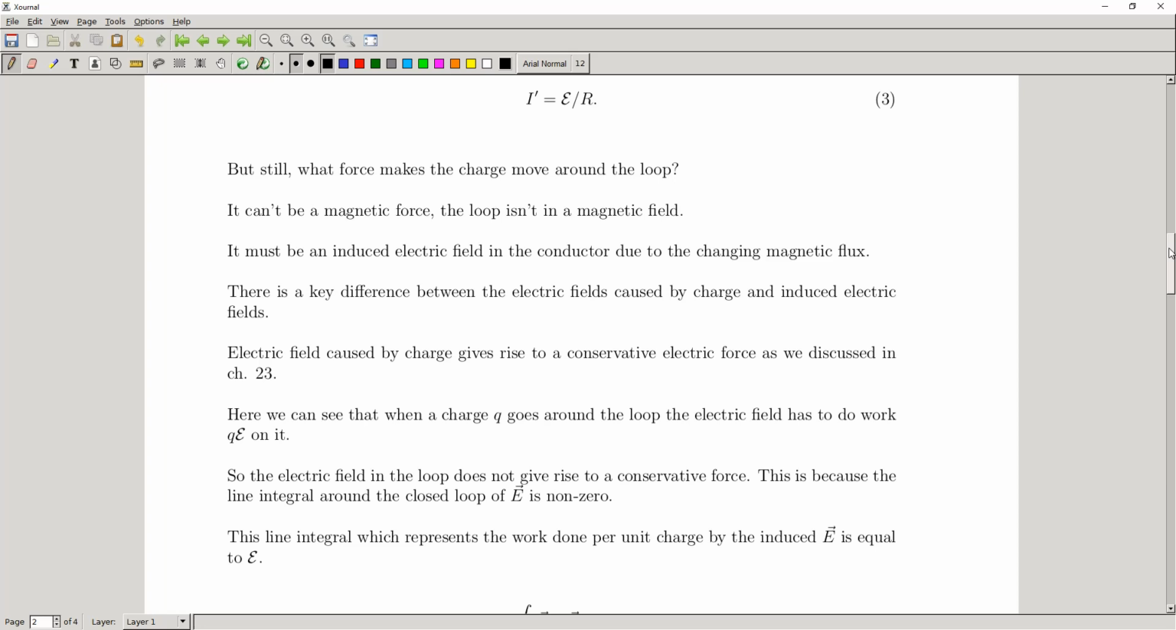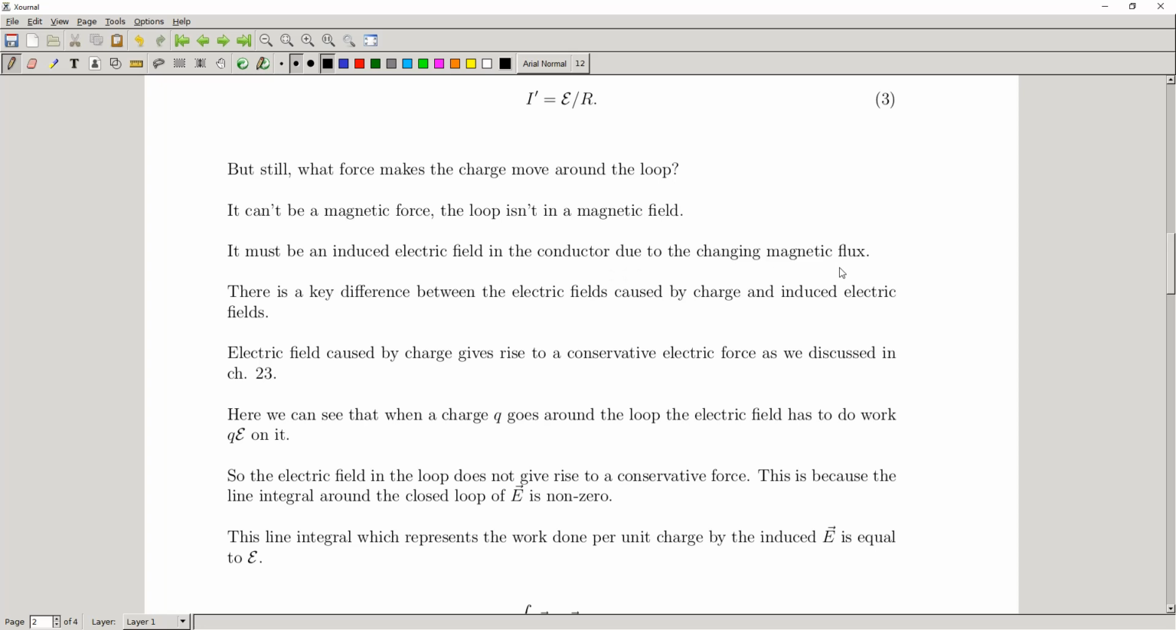This idea is really one more step in a direction that we're going to arrive at in the next video, when we start talking about Maxwell's equations, which are quite an amazing achievement by physics in understanding electromagnetism and the connection between electric and magnetic fields. But I don't want to get too far ahead of myself, so let's not talk about that right now. Let's focus on this idea that there must be an induced electric field in the conductor due to the changing magnetic flux.